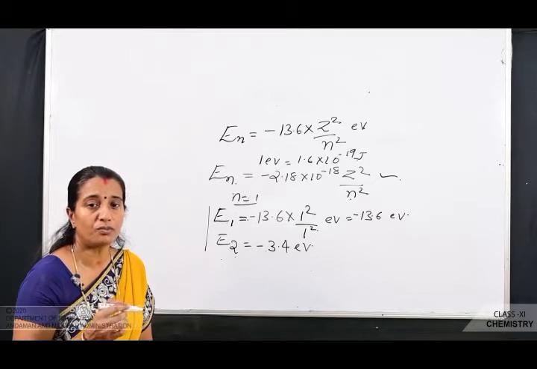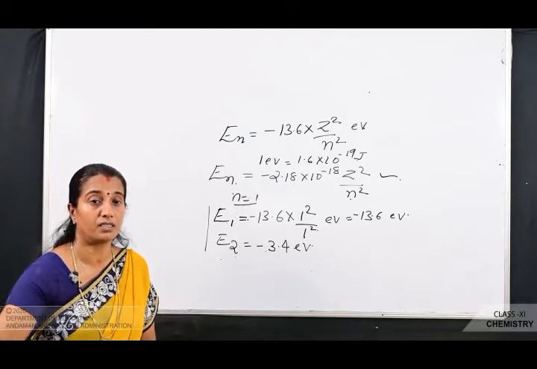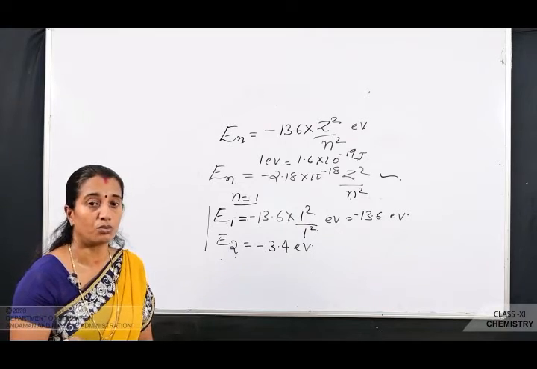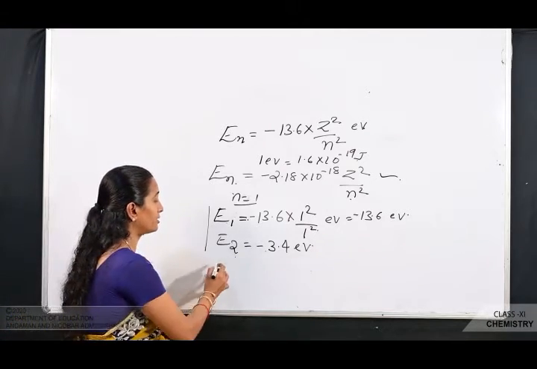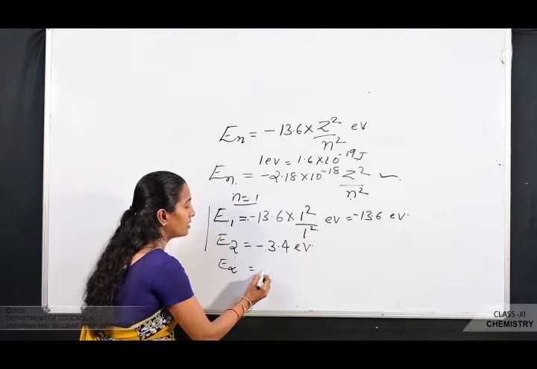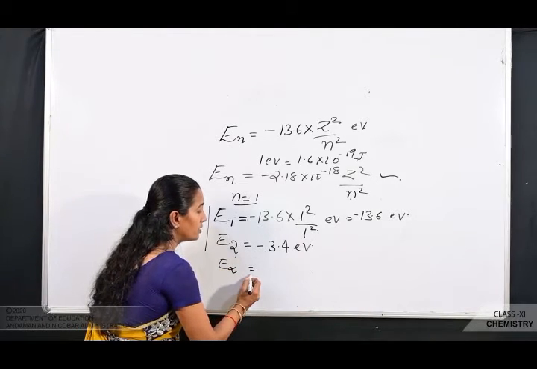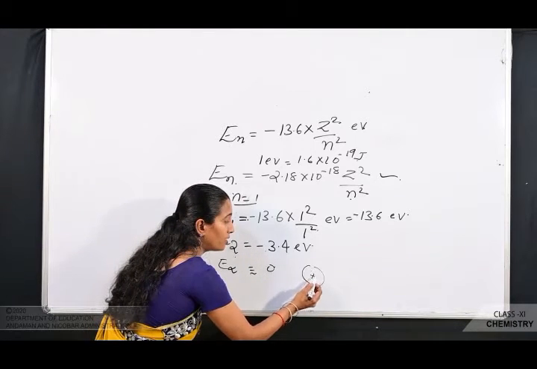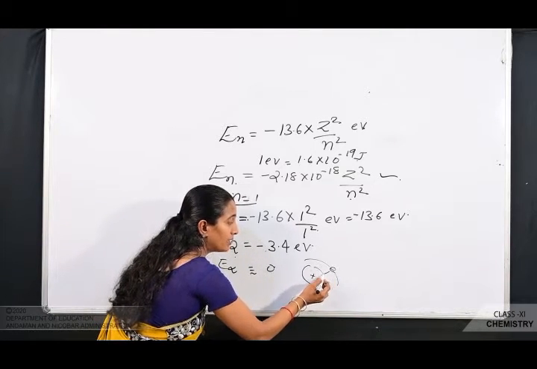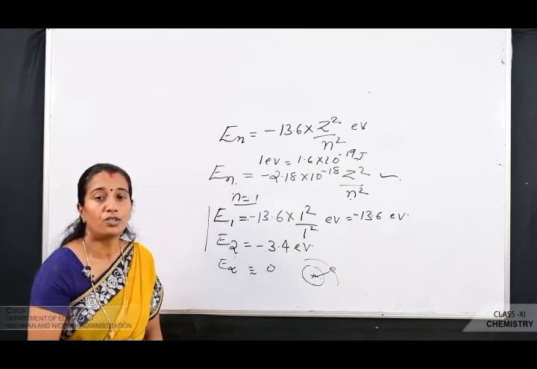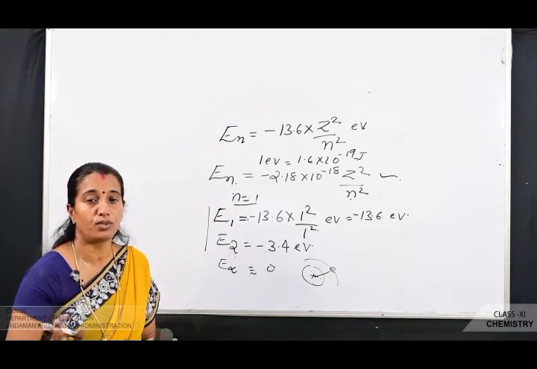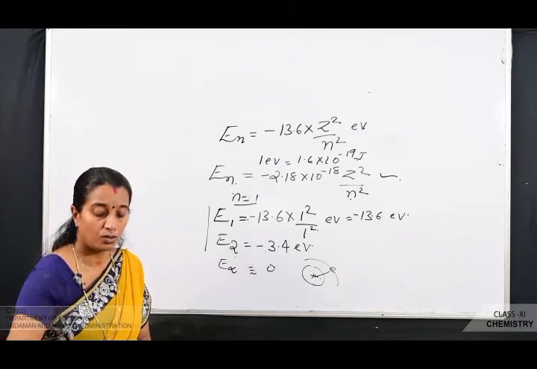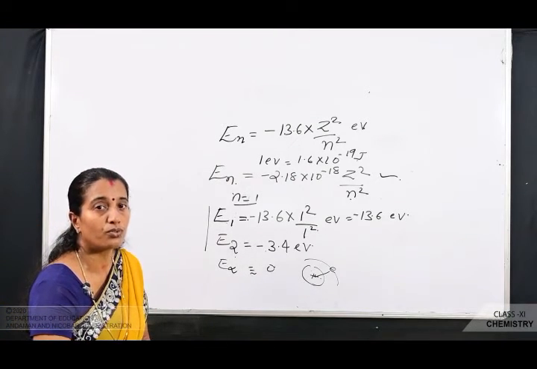Now let us assume that we are moving towards infinity. Then we get a value nearly equal to 0. That means the electron revolving around the nucleus is no longer under the influence of the nucleus; it is free from the influence of the nucleus, because it is too far.